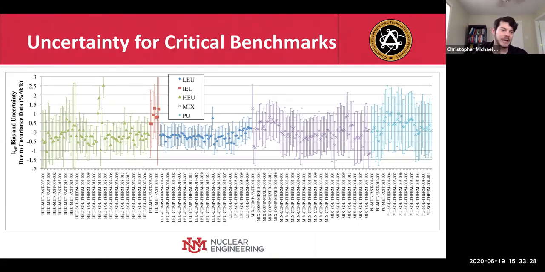What they do is look at a big library of these critical experiments. When they come out with a new data library, they model all the experiments using MCNP and that new data, and compare it to the measured experiment results. They should be pretty close to each other, within 2 or 3 standard deviations, right?